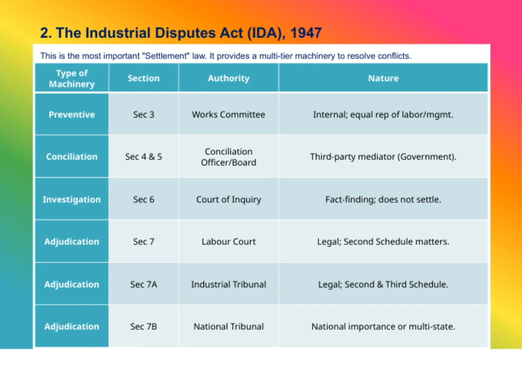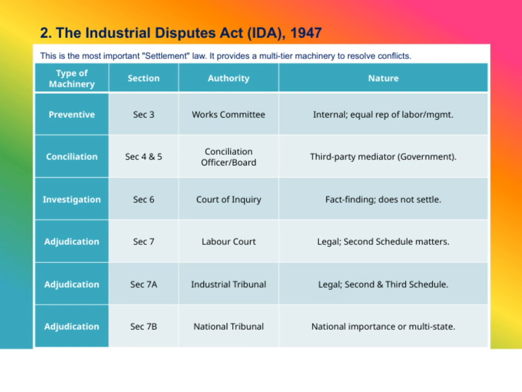Here, a third-party mediator, usually from the government, steps in to help both sides reach an agreement. It's a more neutral, facilitative process. If disputes require fact-finding, then the Court of Inquiry under Section 6 comes into play. It investigates and gathers facts, but doesn't settle the dispute directly. Its role is to provide clarity and insight.